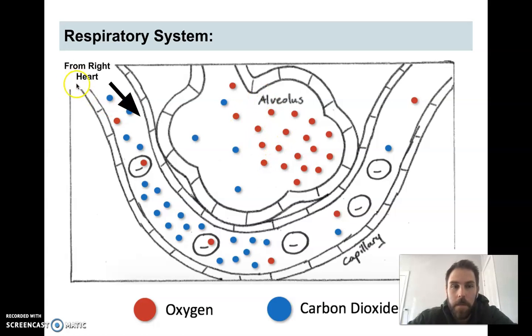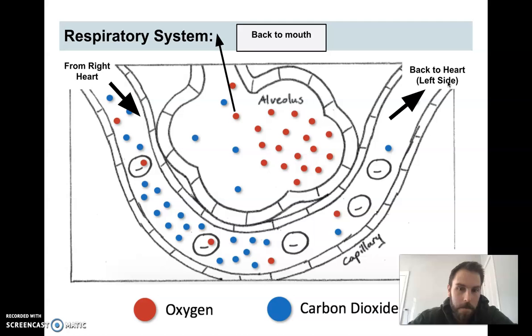And so we have blood coming from the right side of the heart. And then this is going to go back to the heart. And remember, it goes back to the left side of the heart. And then it's going by the alveoli so it can do the gas exchange here. Once you breathe in, the air fills up the alveoli. When you breathe out, it leaves the alveoli and goes back to your mouth.